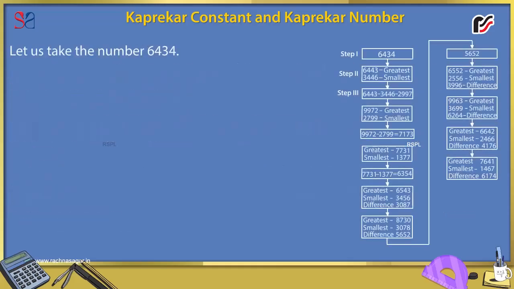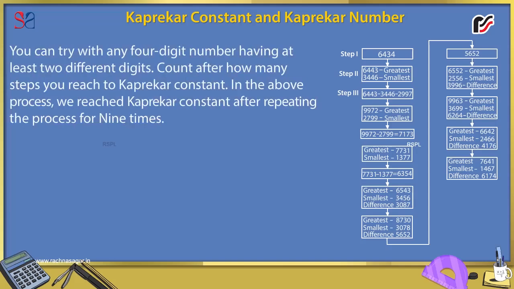6174. Let us take the number 6434. You can try with any 4-digit number having at least 2 different digits. Count after how many steps you reach the Kaprekar constant. In the above process, we reached the Kaprekar constant after repeating the process 9 times.